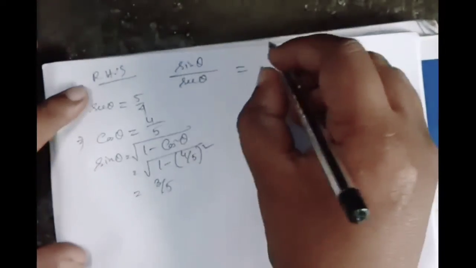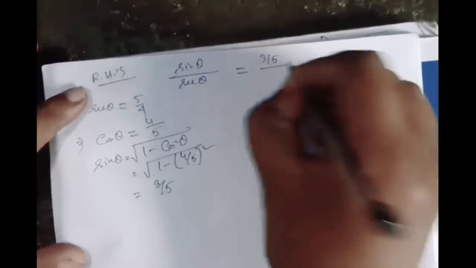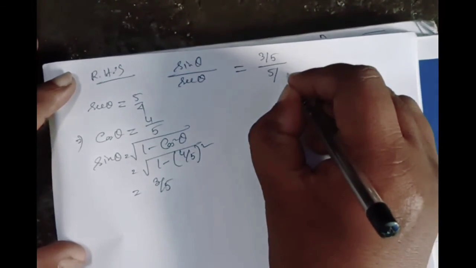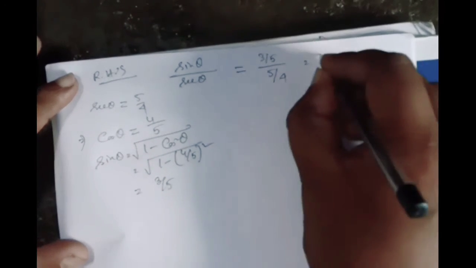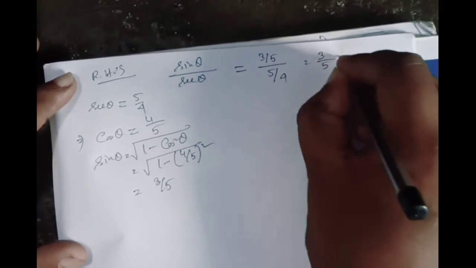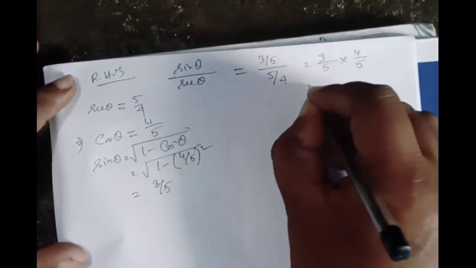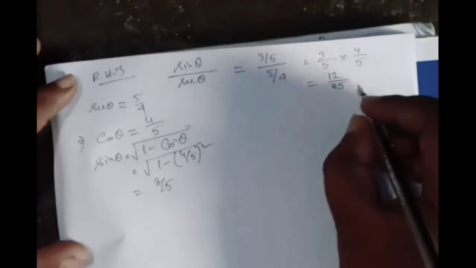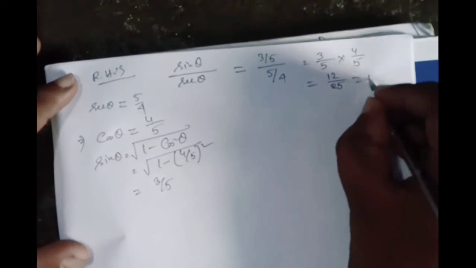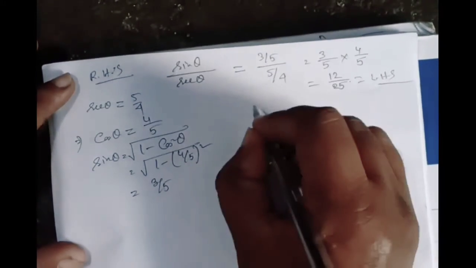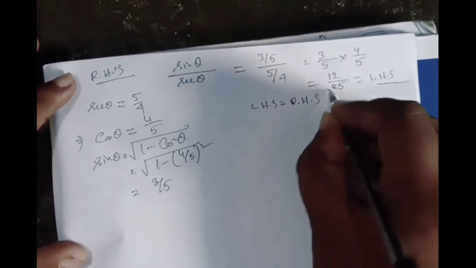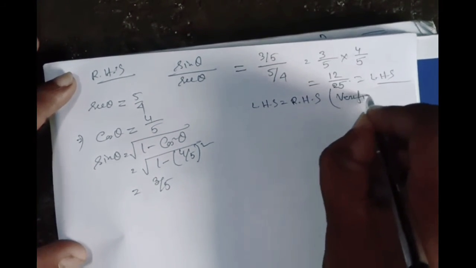Now sin theta is equal to 3 by 5 divided by sec theta. Sec theta is equal to 5 by 4. So this is equal to 3 by 5 into 4 by 5. That means 12 by 25. So that's equals to LHS. Okay, so LHS equal to RHS verified. Next, move to another question.